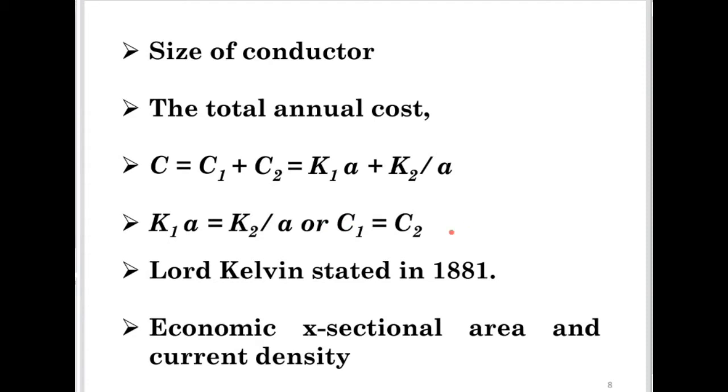It states now in a general statement that the fixed cost and the running cost should be equal for us to get the most economical cross-sectional area of the conductor while we're planning for designing a line. So that most economical cross-sectional area will be A. Is that clear?